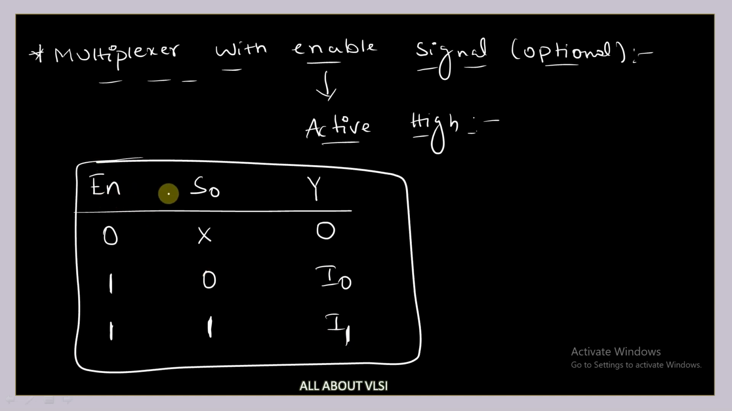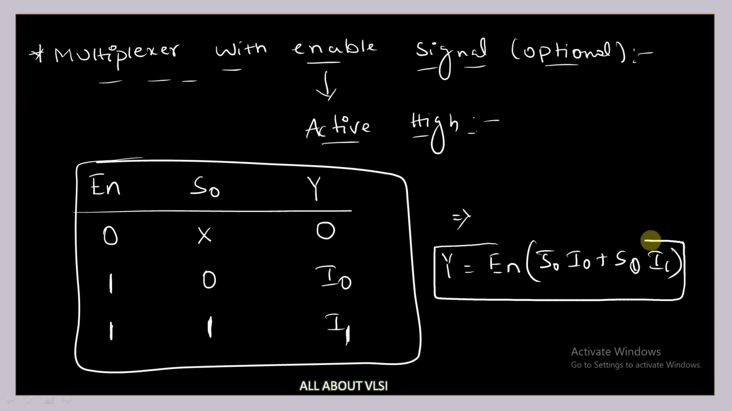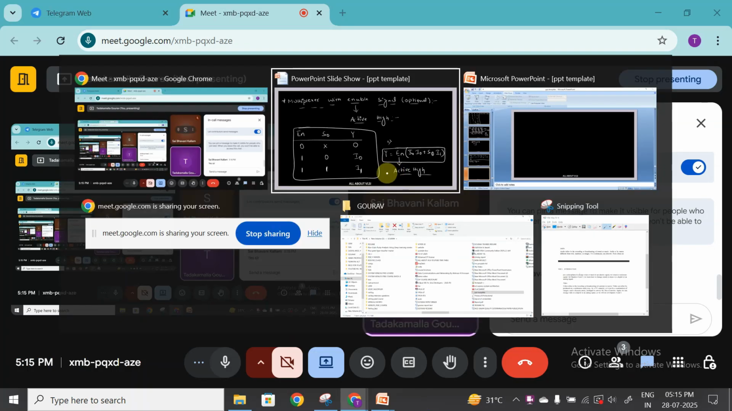Okay. So this enable signal is an active high signal. That is, if it is equal to 1, then only you are getting your output, or else you are not getting any output. And if you want to write down the Shannon's expression, your output Y will be equal to enable into S naught bar into I naught plus S naught into I1. So this is the Shannon's expression with your enable signal. This is active high. Next, there will be an active low enable signal also.